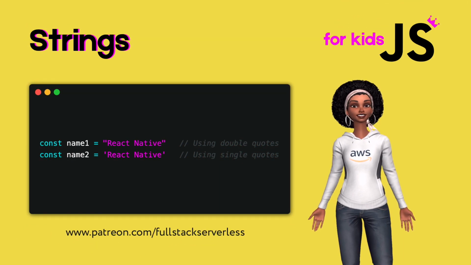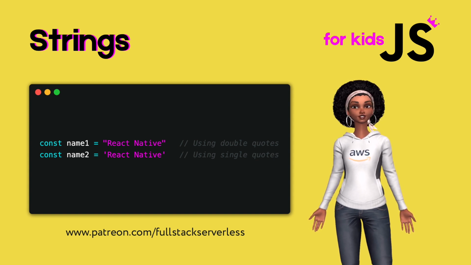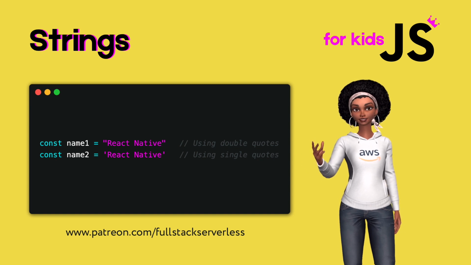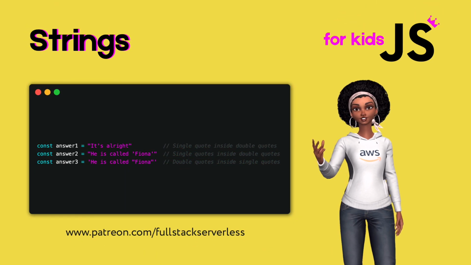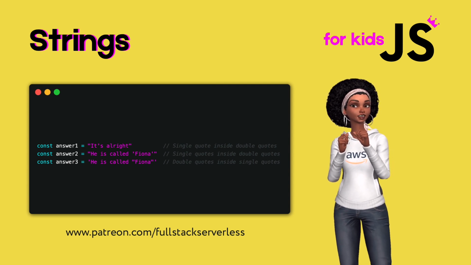Strings. A string, or a text string, is a series of characters like "React Native". Strings are written with quotes. You can use single or double quotes. You can use quotes inside a string, as long as they don't match the quotes surrounding the string.